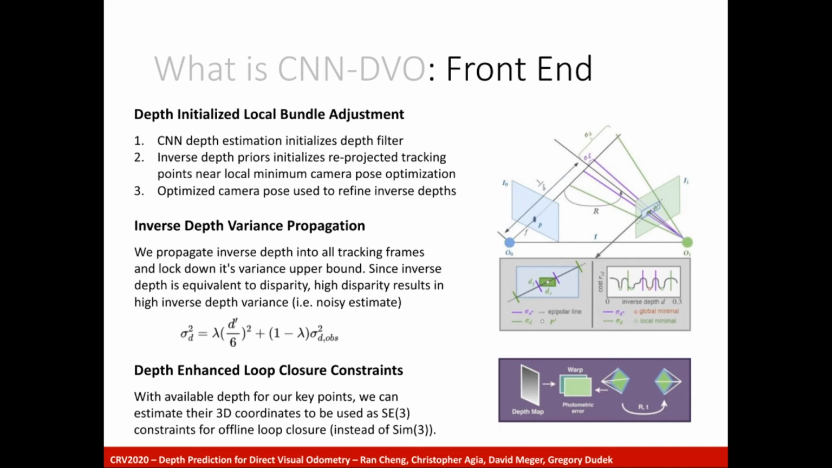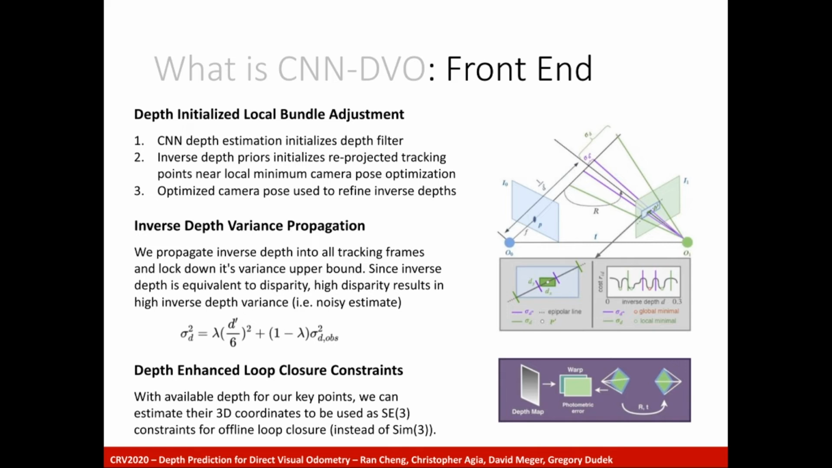A little more on the front end. As we previously mentioned, the depth priors are used for initializing the depth filter before coarse pose estimation, and also for the reprojection of tracking points near their local minimum, speeding up the convergence of the second order optimizer. How the estimated camera pose will be used to refine the predicted depths will be explained later.